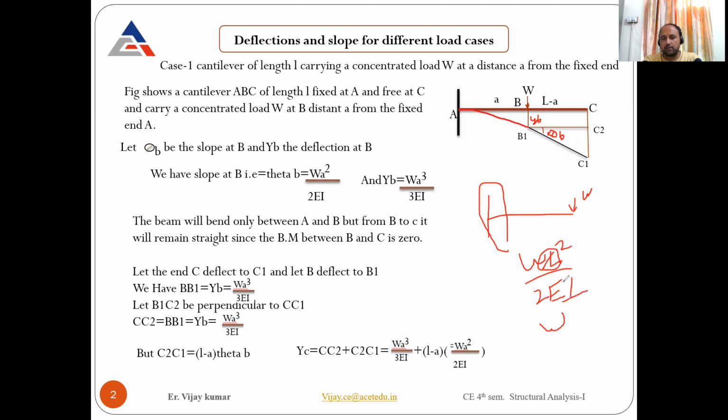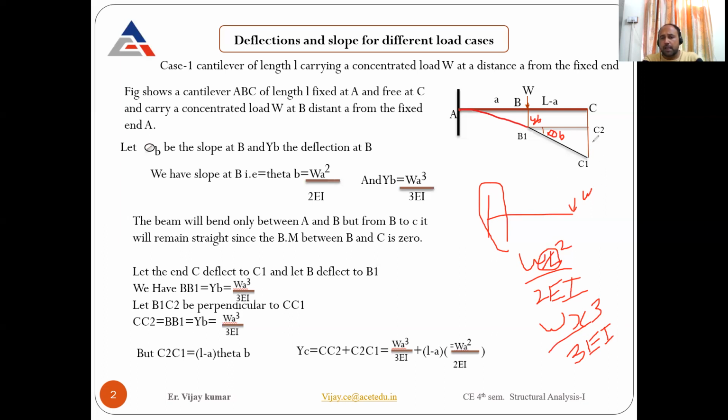As we know, the deflection in the previous case that we have seen is W X cube by 3EI. These things we have seen in the previous class. So now, from this segment, let me first explain all the particular things, then I will bring you to the points here.